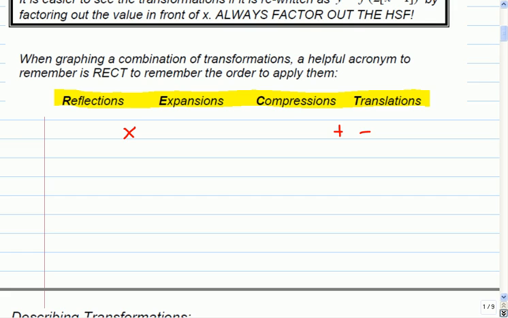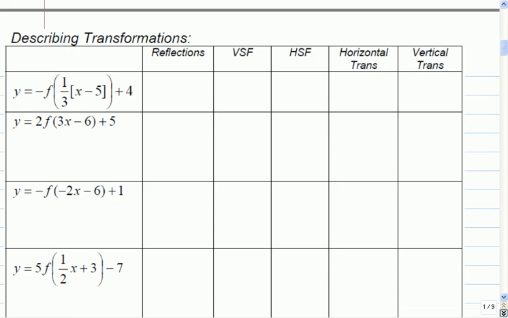So I like this keyword rect. It's not really a word, I guess. Is it a word, rect? I don't know. But anyways, it helps you to remember, first we're going to do reflections, then expansions, compressions, translations. It's kind of like when you say bed mass in grade 8, right? You probably never say bed mass anymore, but there was a time when that was helpful to remember your order of operations. Okay, so let's see how that works.